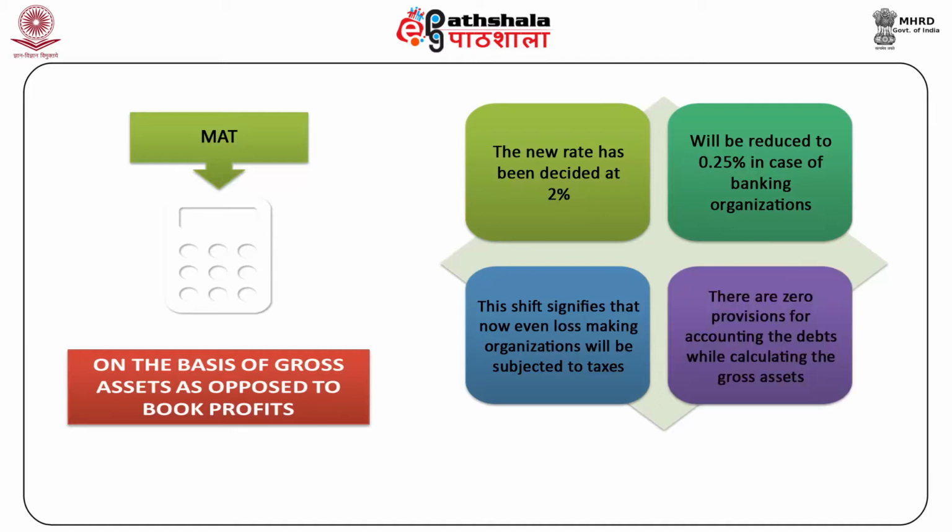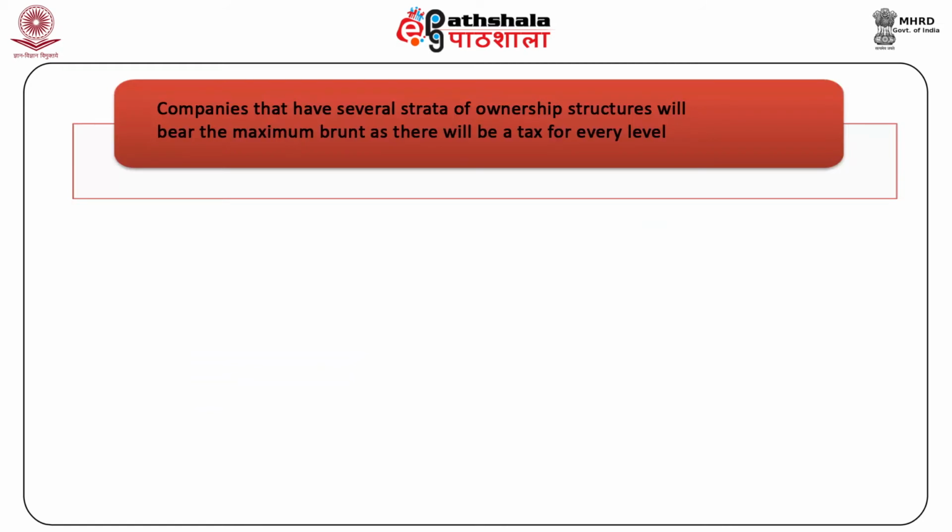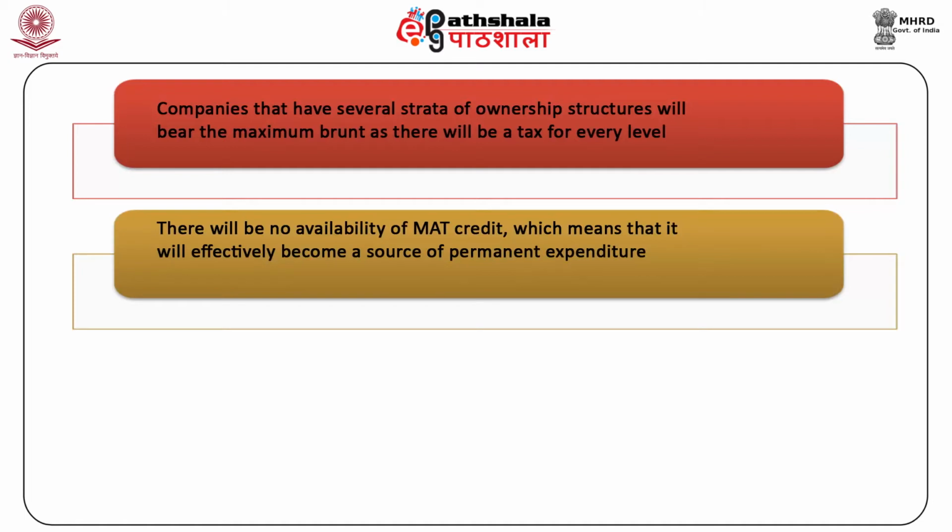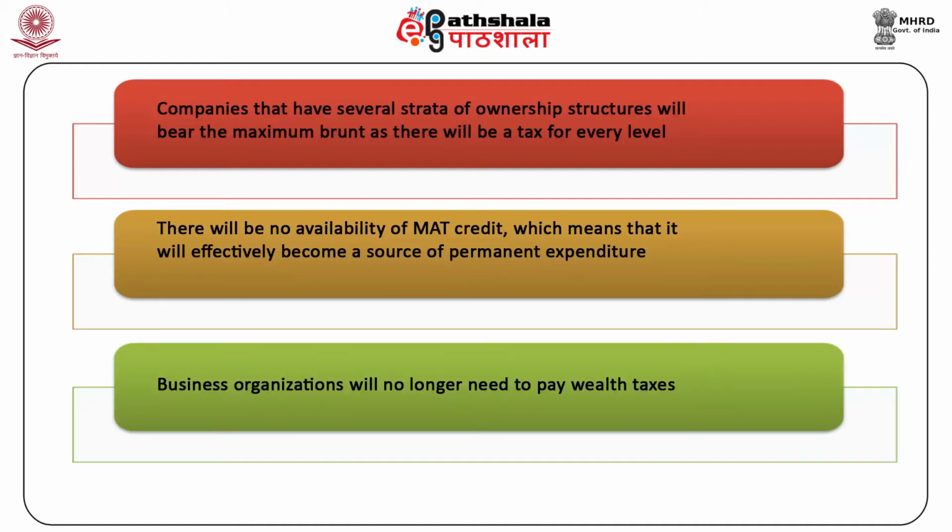There are zero provisions for accounting the debts while calculating the gross assets, something that will affect companies that focus on capital-intensive projects. Companies that have several strata of ownership structures will bear the maximum brunt as there will be a tax for every level. There will be no availability of MAT credit, which means that it will effectively become a source of permanent expenditure. Business organizations will no longer need to pay wealth taxes.